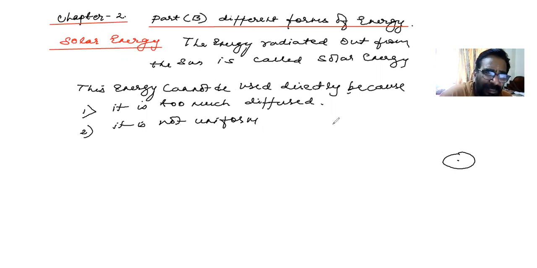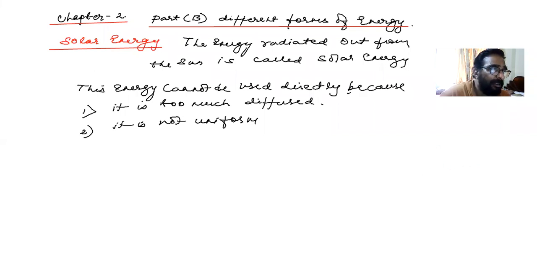Of course, they have been trying some collecting surfaces which will collect this solar energy, but the collecting surfaces as of today are proving to be very, very costly. So the day they are able to design a cheaper way of collecting, I'm sure people will start using solar energy very commonly. But today it seems to be a bit costlier.